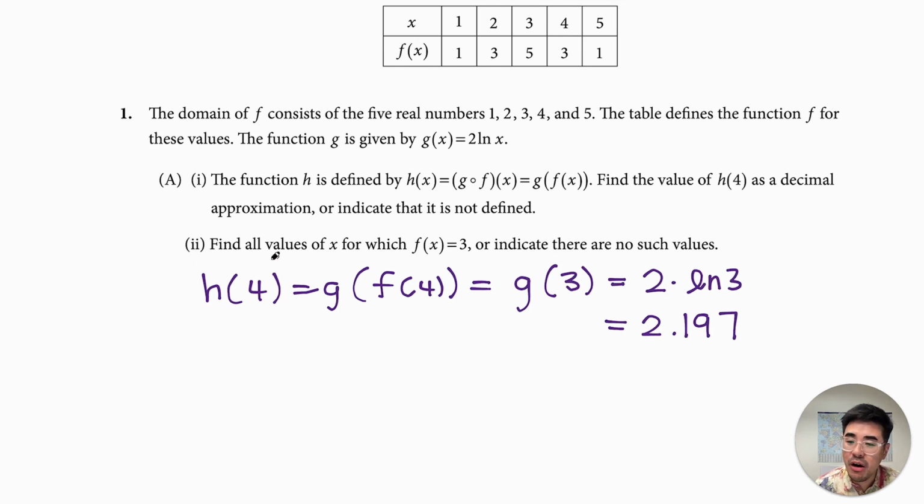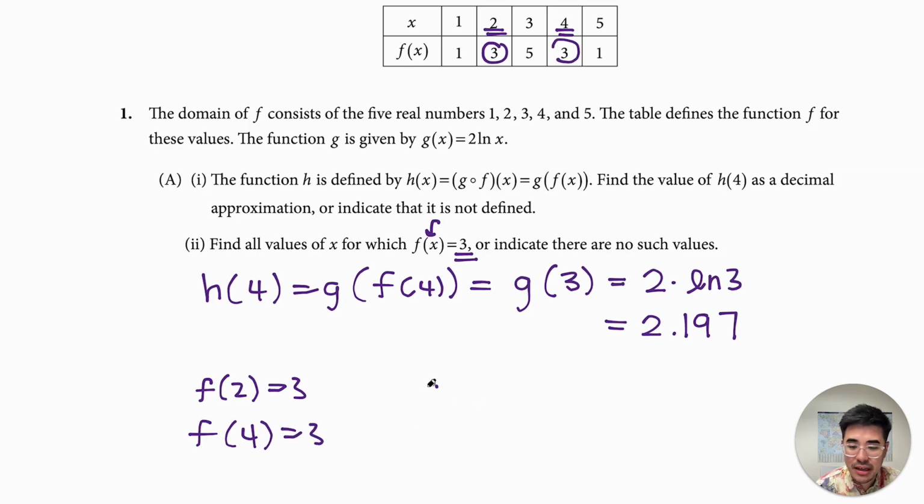Part 2, it says find all values of x for which f of x is equal to 3 or indicate that there are no such values. So now we're looking for an input that yields an output of 3. So these are my outputs. So then we have these inputs that would give me 3. So then we could say f of 2 is equal to 3 and f of 4 is equal to 3. So then you could say f of x is equal to 3 when x is equal to 2 and x is equal to 4.